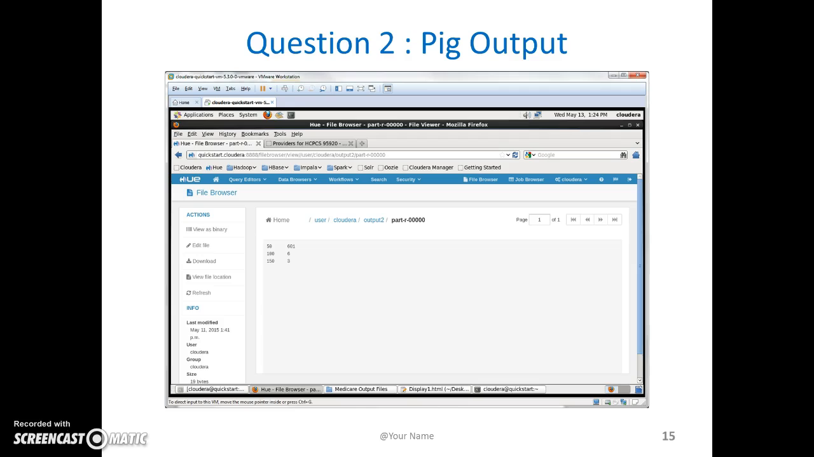And you can see that, again, it's a smaller file, less variability in the results, but you can easily see that the payment bins are on the left, the number of physicians that fall in each payment bin are on the right.